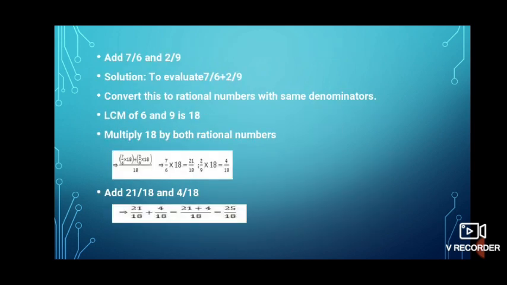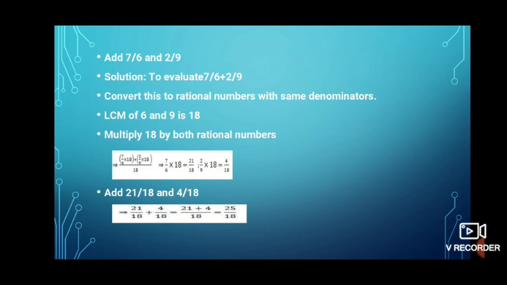We are going to add 7 by 6 and 2 by 9. If we observe here, one is having 6 as a denominator, one rational number is having 9 as a denominator. So we are having different denominators, we cannot proceed directly by adding the numerators. So first we have to convert the denominators to the same by taking the LCM. So take the LCM of 6 and 9, we will get 18. Now multiply 18 with both the rational numbers.